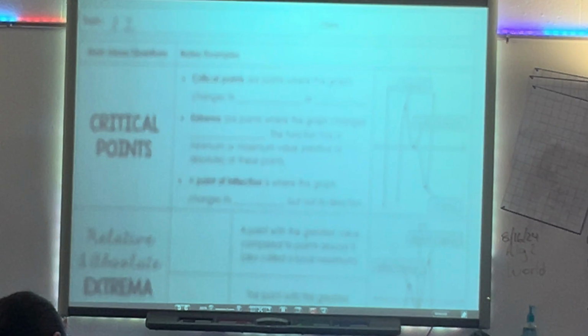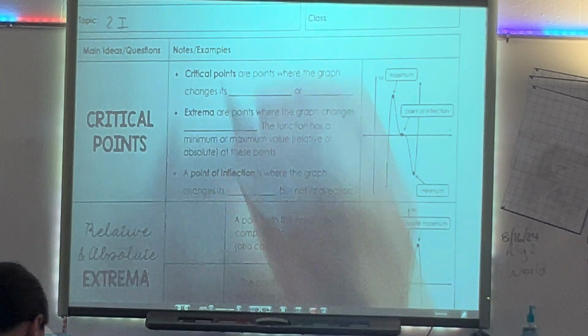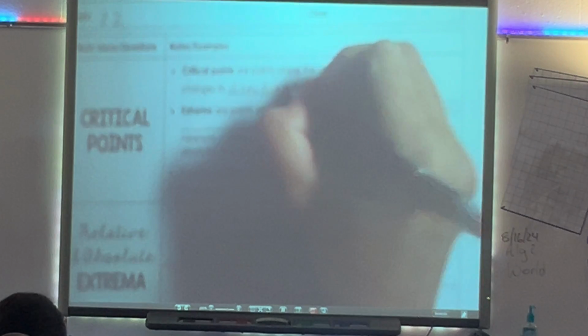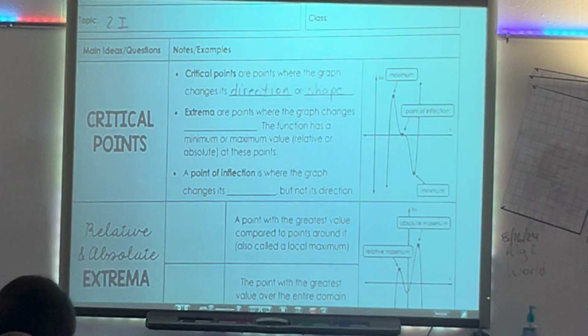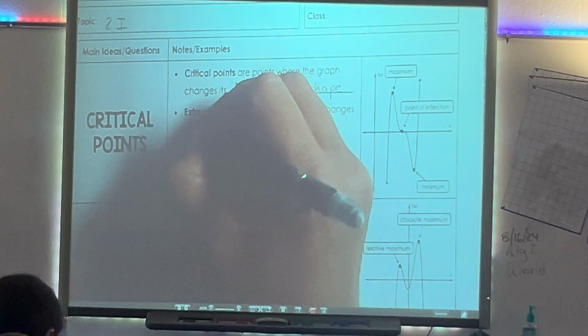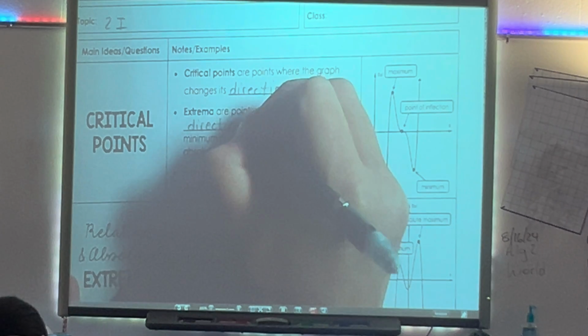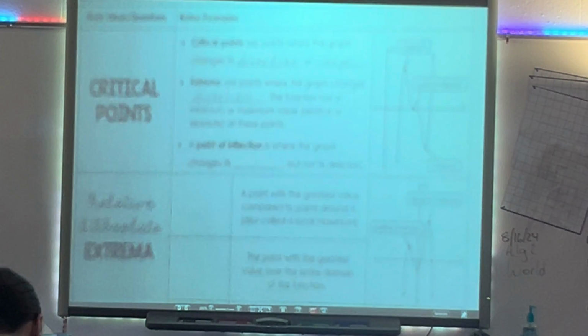So critical points, like we already talked about the intercepts, critical points are going to be your maximums, your minimums, and where we have a change in direction or shape. Your extrema are always a change in direction. So extrema are, most of the time, the absolutes that we're normally talking about there.